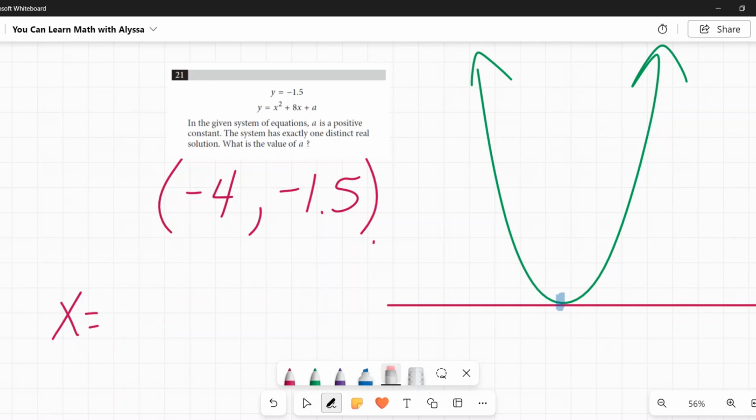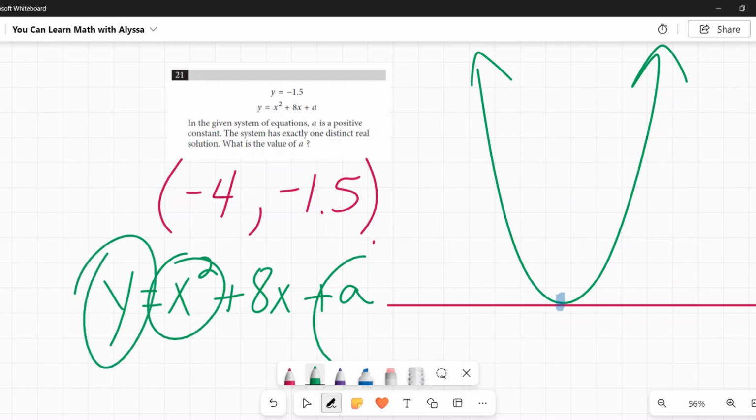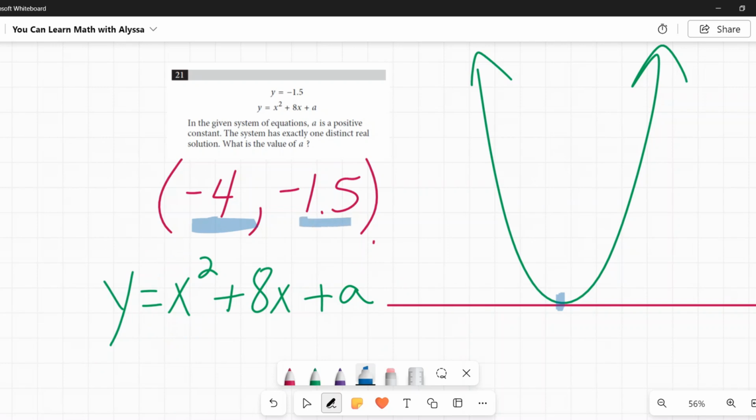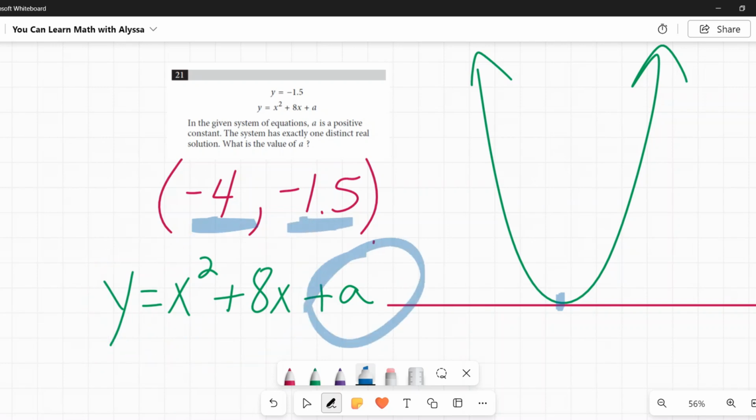That is the vertex for this parabola if it's going to have one solution with the line y equals negative 1.5. Okay, so now we have this equation, y equals x squared plus 8x plus a, and we need to solve for a. Well, I've got 3 variables. I've got x's, I've got y's, I've got an a. How do I solve? Hey, I have an x and a y. I can plug in for these x's and y's, and then I can solve for a.